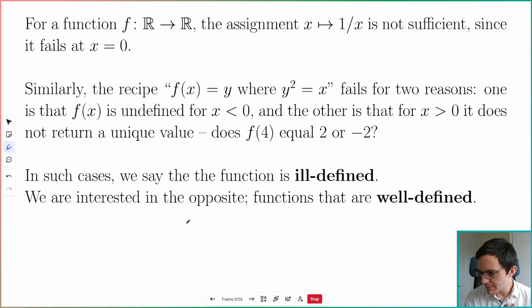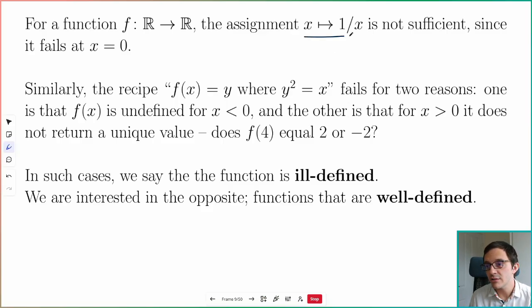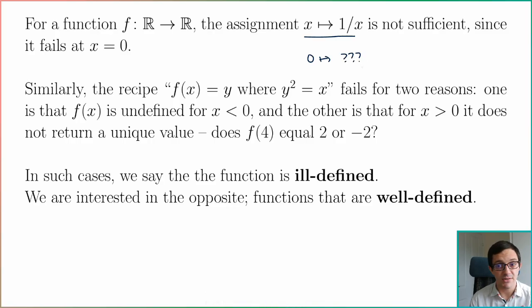Sometimes you might try and come up with a recipe and it doesn't work. The rule is for every element of the domain, you need to have an assigned value of the codomain. So here's an example. x maps to 1 over x. This is not okay because 0 maps to, well, I don't know, there isn't a real number that's 1 divided by 0. This assignment just fails.